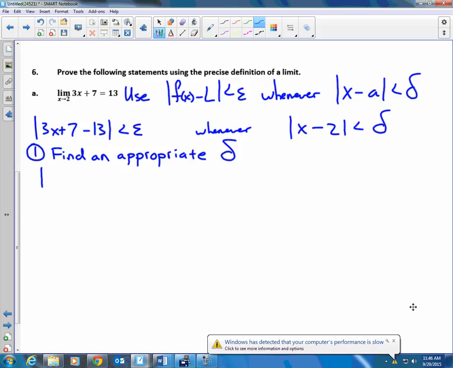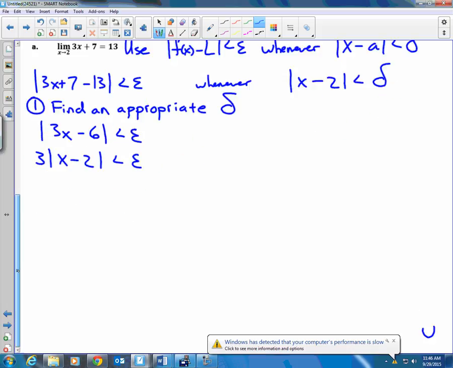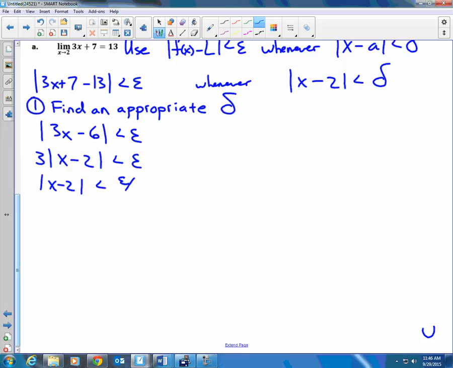So we have the absolute value of, how does this simplify right here? 3x minus 6 is less than epsilon. Does this look more like that now? What can I factor out? If I factor a positive out of an absolute value, does that change anything? No, it doesn't. So take the 3 out, and I get absolute value of x minus 2 less than epsilon. Is that looking more like that? Yeah. Now divide both sides by 3: absolute value of x minus 2 is less than epsilon over 3.